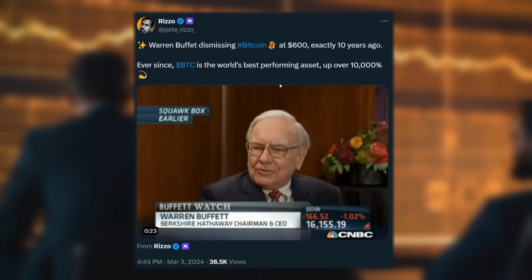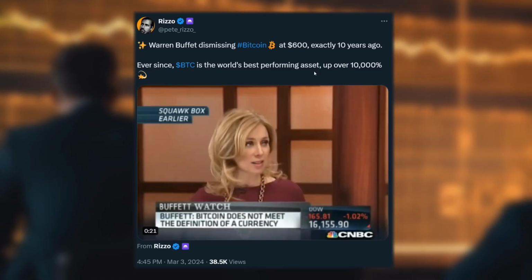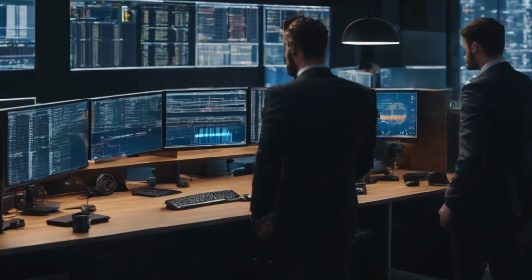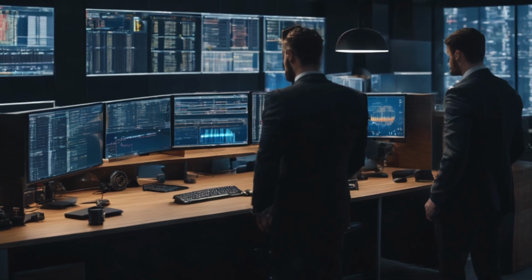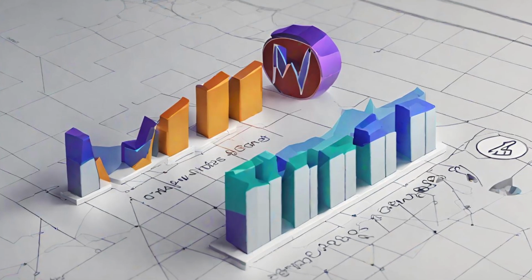Next up, Warren Buffett missed Bitcoin at $600 exactly 10 years ago. Ever since, Bitcoin is the world's best performing asset, up over 10,000%.